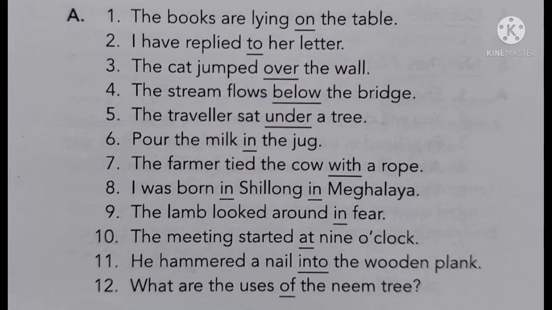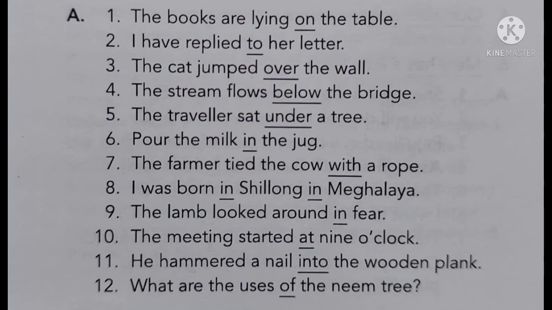The first one is: the books are lying dash the table. On the table. On. Okay, it is lying on the surface. So it is on the table. I have replied to her letter. Second fill in the blank. To is the preposition. The cat jumped over the wall. The stream flows below the bridge. Stream means river. Where is the river seen? The river is seen below the bridge.